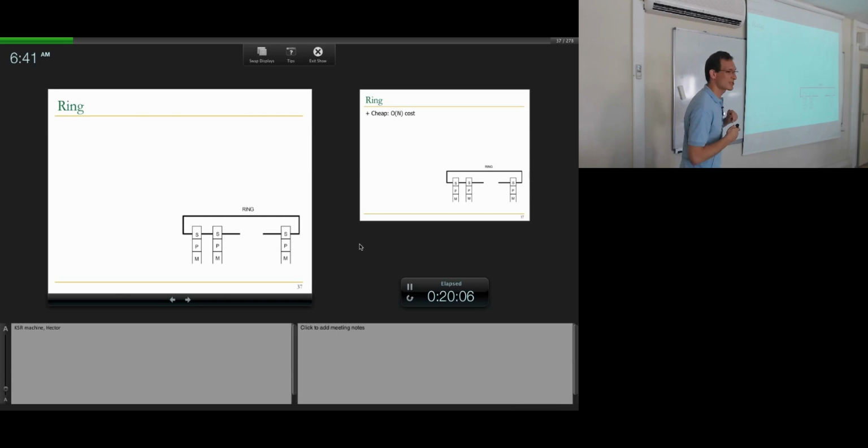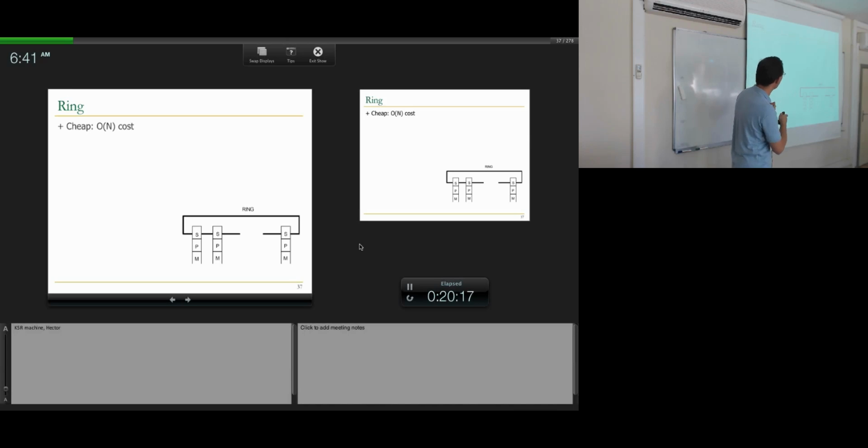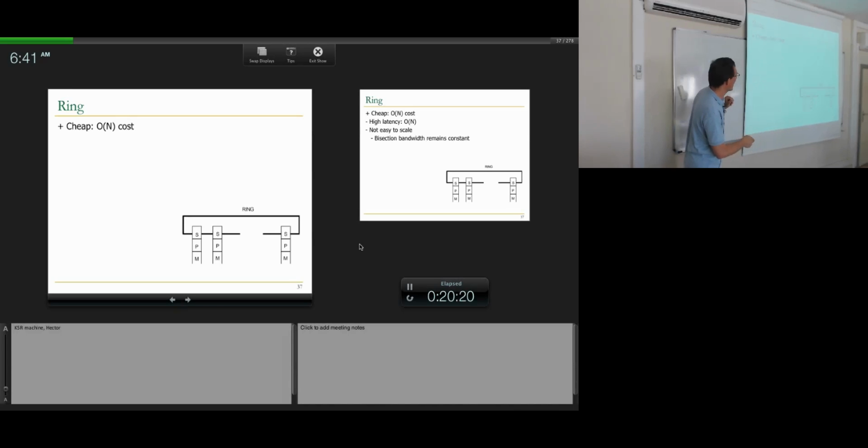And that brings you to a ring. These are, again, switches here. You have processors and memory. Basically, a ring looks like this. You connect everything as a ring. This is cheap, right? The cost is O(N) in this case. You have point-to-point connections between neighboring nodes on the ring.